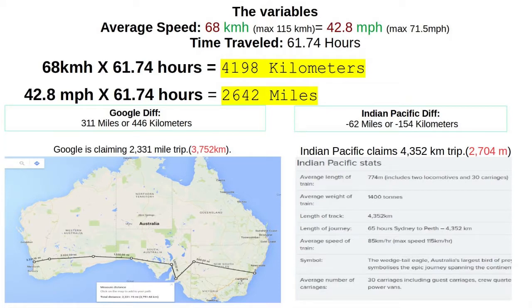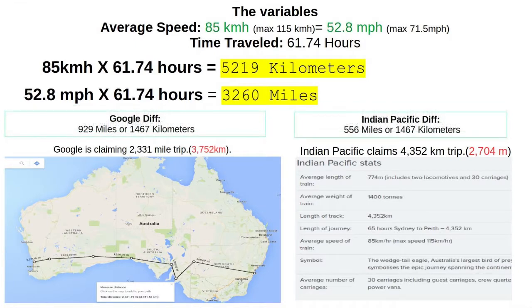But anyway, when we do that, we still have a huge difference for Google of 311 miles or 446 kilometers. Now for Indian Pacific, it almost zeroed out. But again, at 42 miles per hour, that's passenger or freight train speeds on a good day. So it's impossible to have a freight train or a passenger train going across a continent that big and only averaging 42 miles per hour. Get out and walk. It'll be faster.